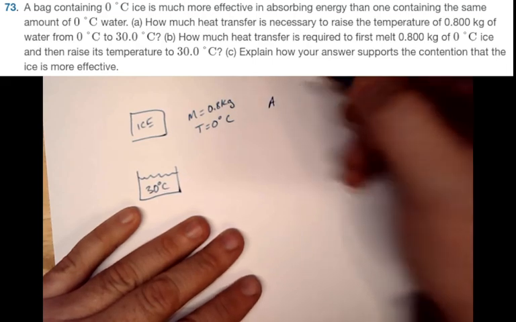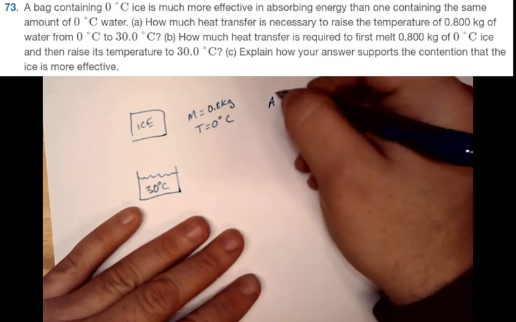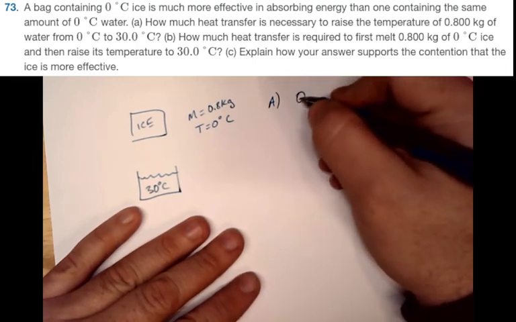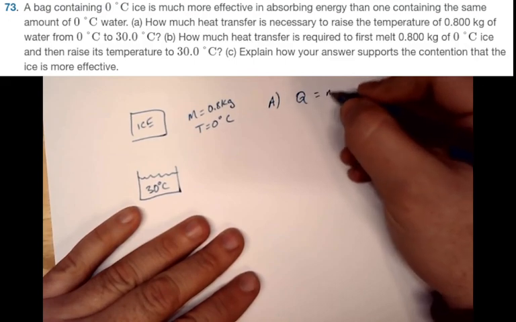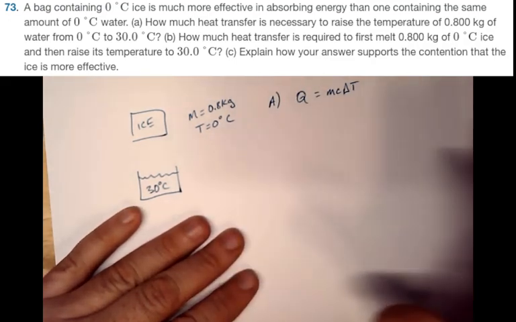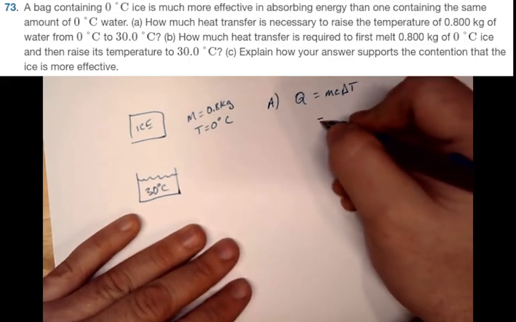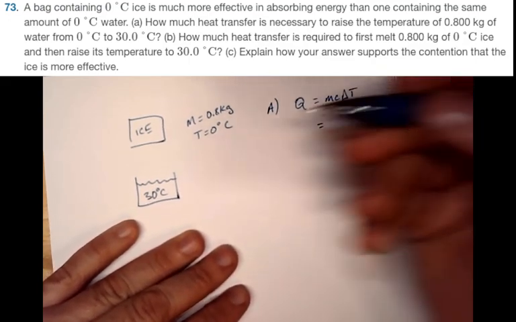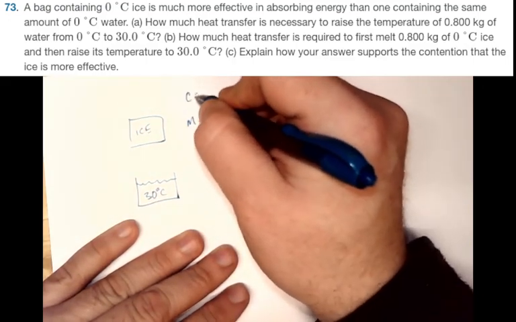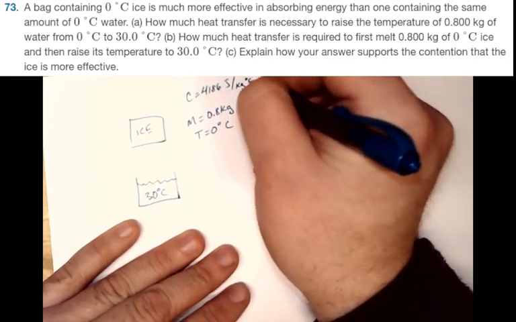So, part A for our question is, if we raise the water from 0 to 30, how much heat does it take? Well, that's just the heat is MC delta T. That is all we're doing. We're not melting anything. We want to know, once we have cold water, how much to get it warm. And then we know for specific heat, C is 4186 joules per kilogram degrees Celsius.